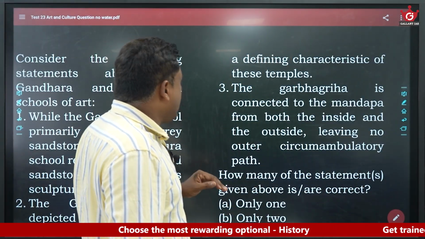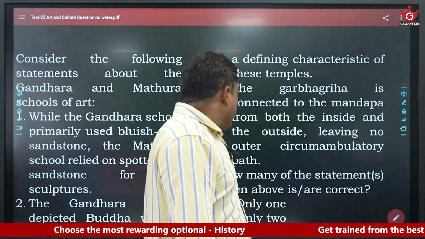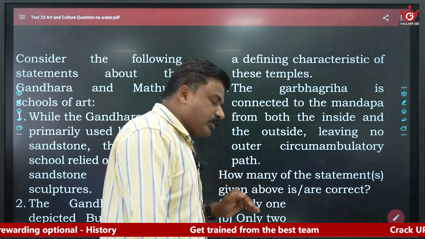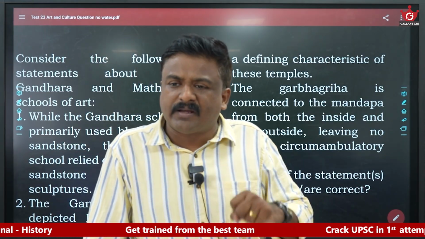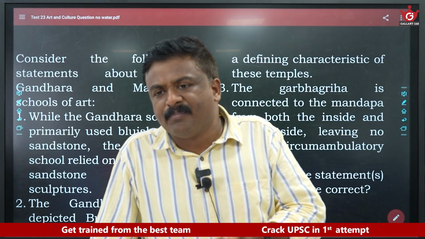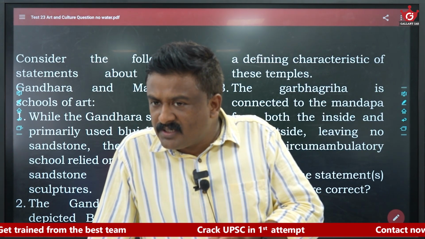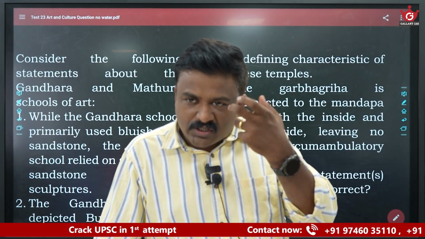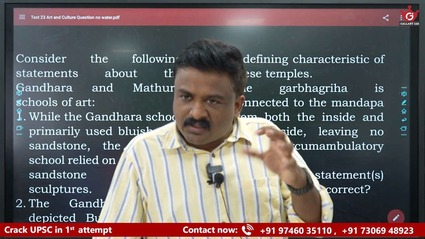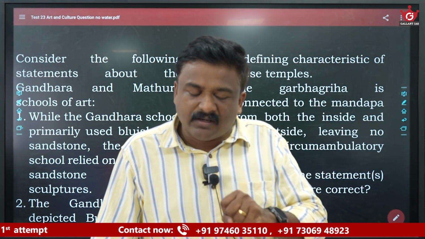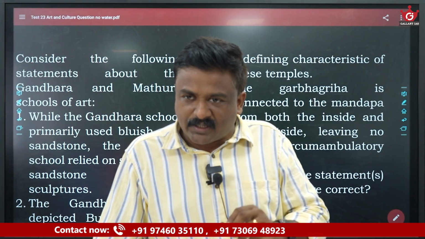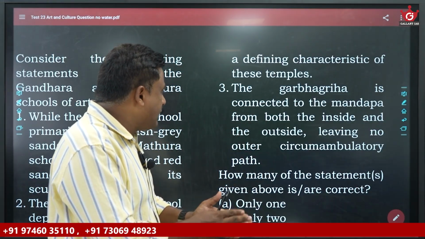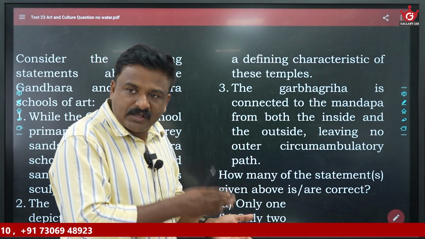Third statement, Garbhagriha is connected to the mandapa from both the inside and outside, leaving no outer circumambulatory path. So the outer circumambulatory path is a typical feature of the Dravidian style of temple architecture. Isn't it? Outer circumambulatory passageway, you can see that is a typical feature of Dravidian style. The only question is that they are asking whether the Garbhagriha is connected to the mandapa from both inside and outside. Is it true or not?